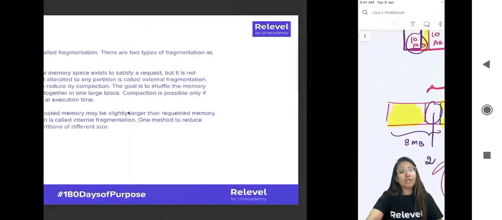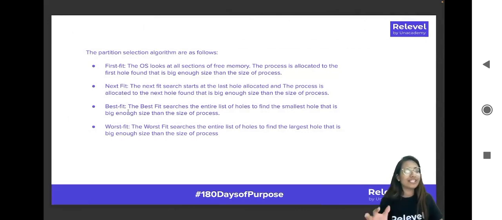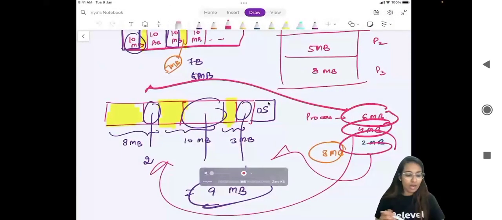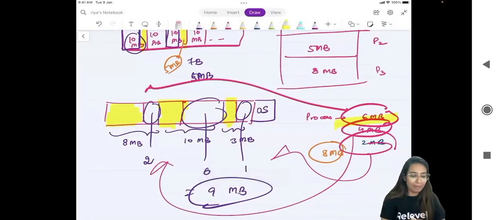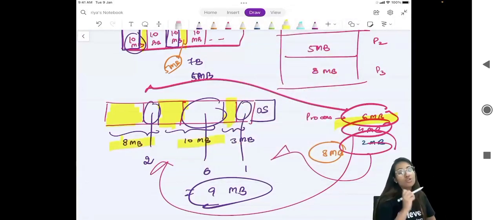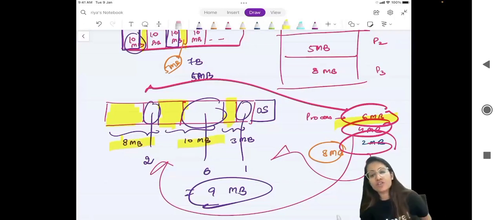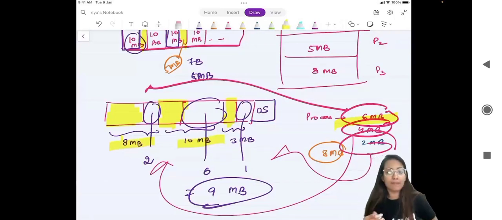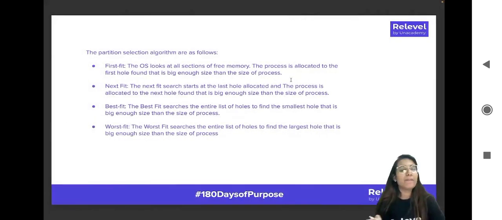With this, one more important thing that we will talk about is the partition selection algorithm. In the concept of variable size partitions, where the partitions have different sizes and processes come in dynamically, how do you decide which partition to go where? Here you can see that 6 MB was available, and you had a partition of 8 MB and a partition of 10 MB. So how do you decide whether the 6 MB process goes in 8 MB or 10 MB? For that, we have multiple partition selection algorithms.